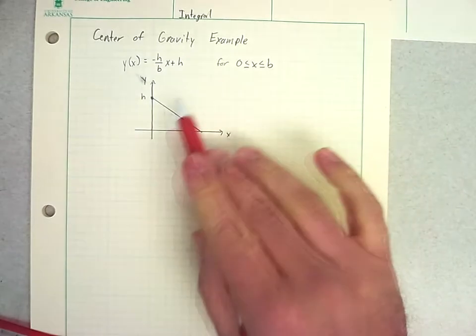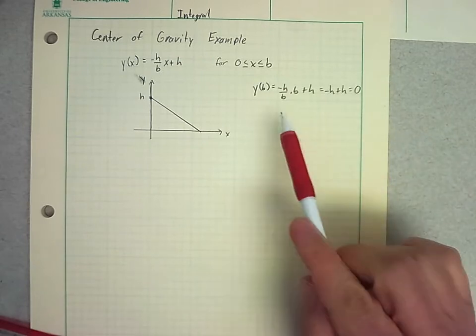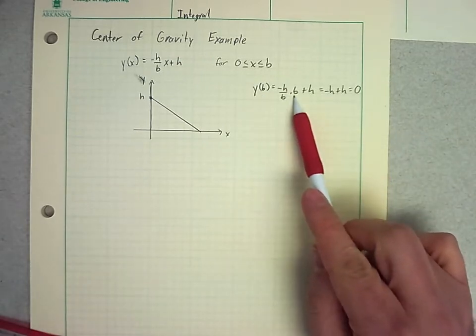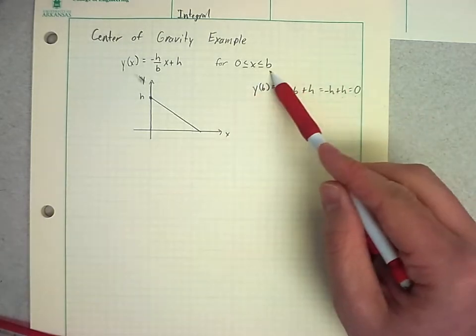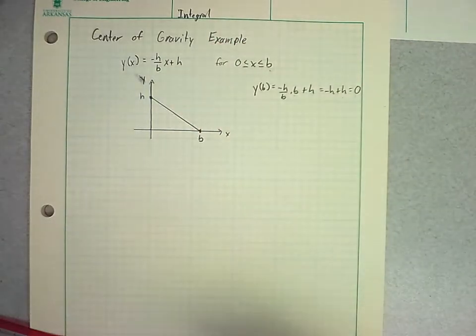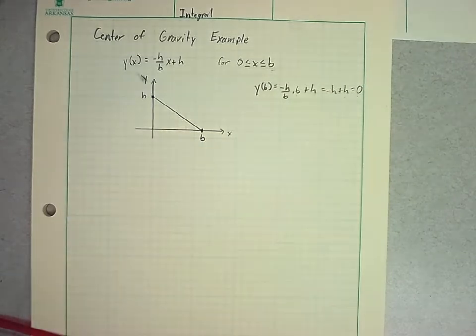And we know we need to go from 0 to b. So what does it look like at b? Not surprisingly, if we put in b, we get negative h over b times b plus h, so we get negative h plus h. That's where it crosses 0. So this point is b. So essentially what we're looking at is our triangle with the width of b and the height of h.